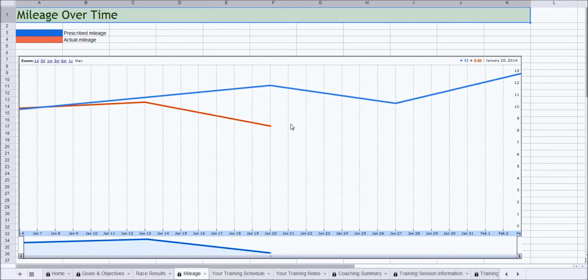So in this particular instance we can see that the actual mileage has started to tail off at a point where it should be gradually increasing. So immediately that's a warning to the coach to say that there's something here that needs to be discussed and addressed.